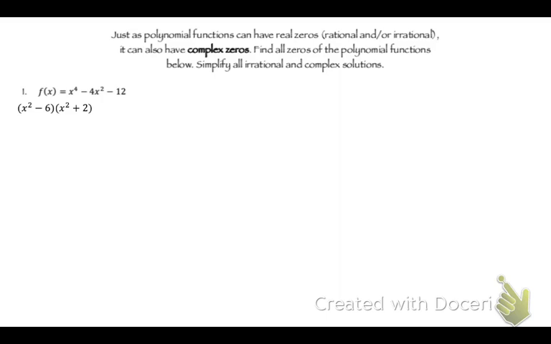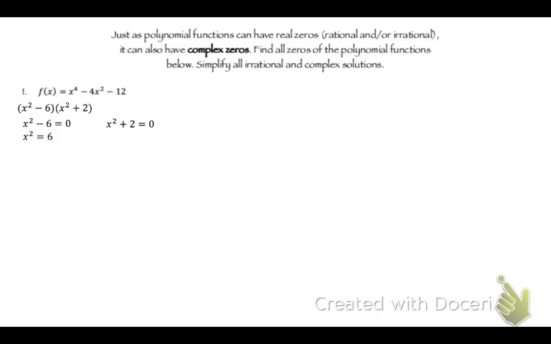Let's do this one. So just as polynomial functions can have real zeros, they can also have complex zeros, which means they have i's in the solution, or they have imaginary numbers. Okay, so if we factor x to the 4th minus 4x squared minus 12, that can factor to x squared minus 6 and x squared plus 2. So I'm going to set x squared minus 6 equal to 0, x squared plus 2 equal to 0.